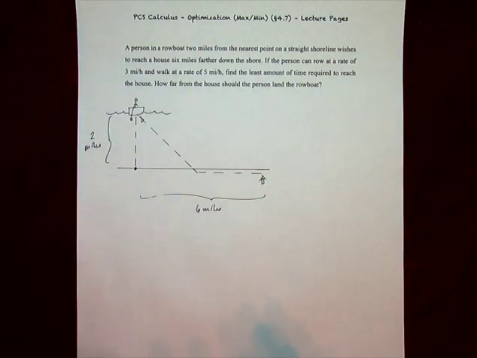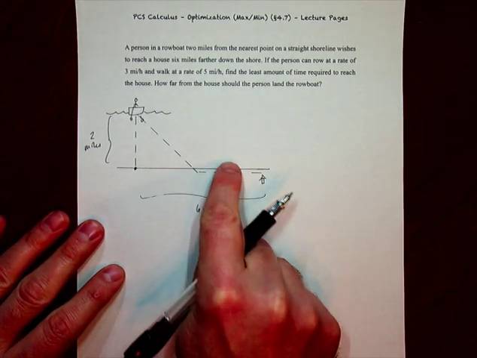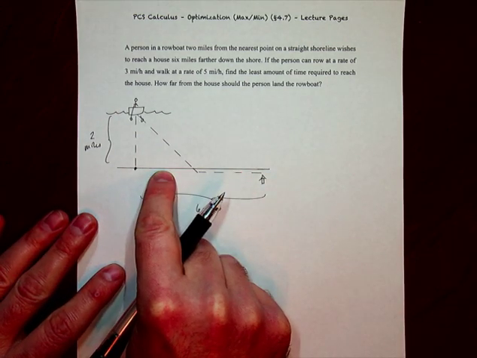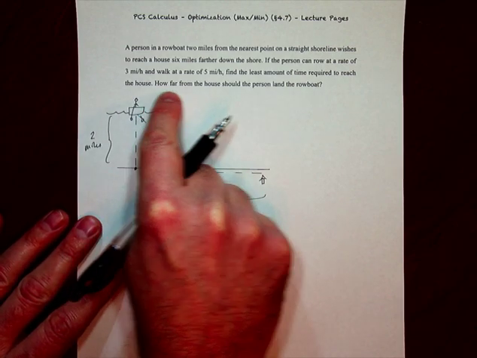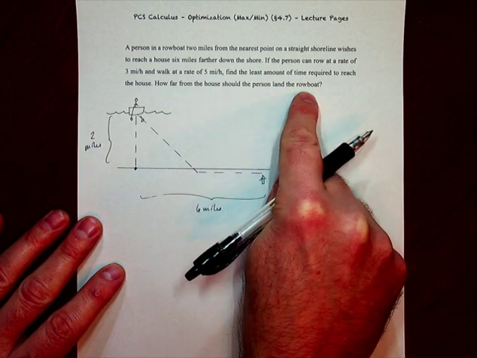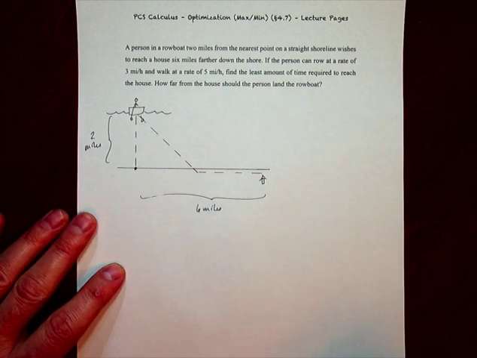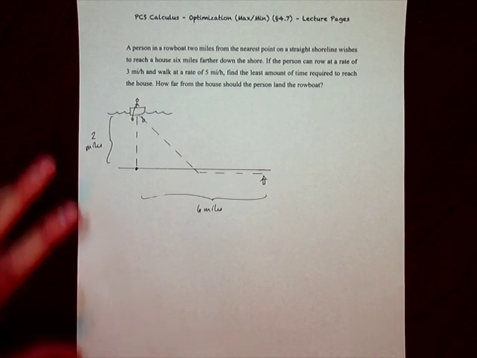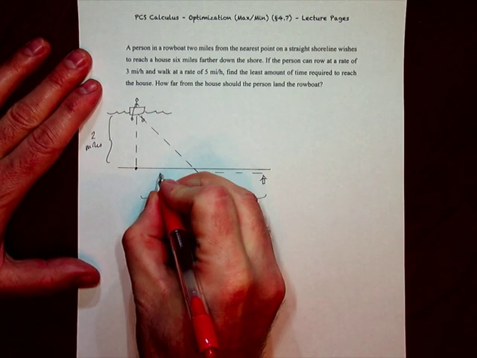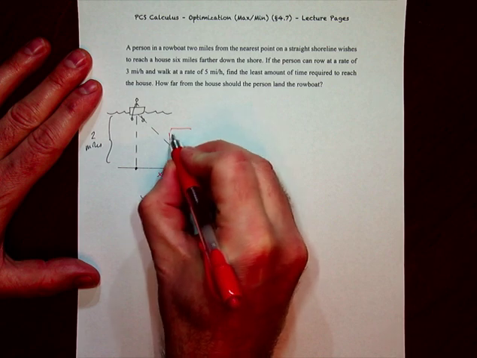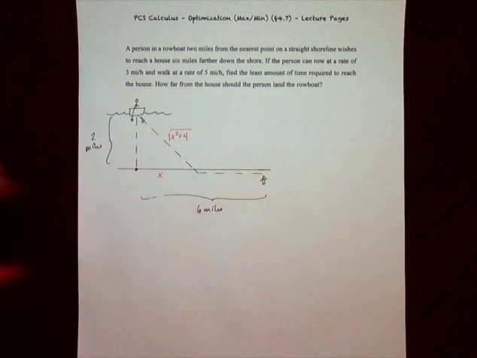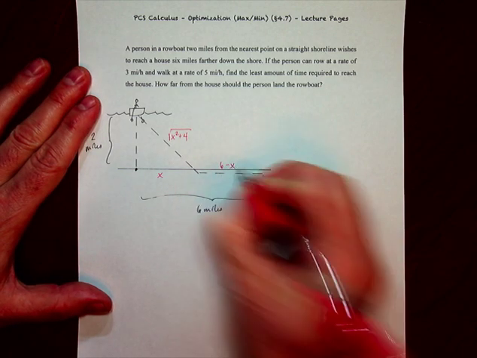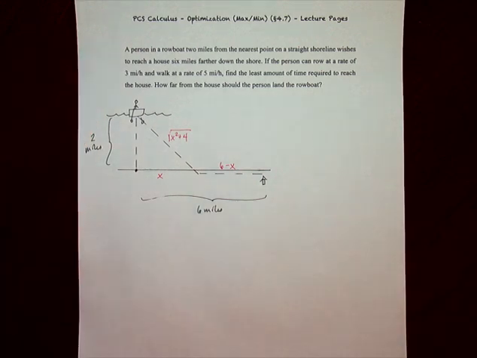Now, there are two different ways you can do this. You can designate this as x and this as 6 minus x. Now, if you designate this as x, the advantage is that x will be how far from the house the person should land the rowboat. But if this is x, you have the benefit of having a simpler radicand, because if this is x, then this is x squared plus 4 rather than 6 minus x squared plus 4, right? And so you have 6 minus x. And I'd prefer to do it this way. You can do it either way, though.